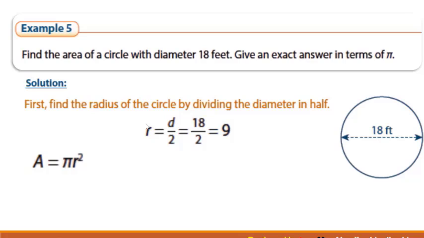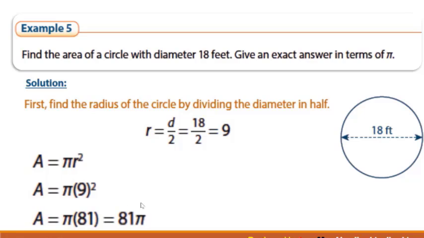A equals pi r squared. So I change r with 9. So 9 squared, 9 times 9 is 81, multiplied by pi. So my answer will be 81 pi. Remember, the answer is in terms of pi. This means don't replace pi with 3.14. Just make it like this form: 81 pi. I make 9 power 2, meaning 9 times 9, 81.